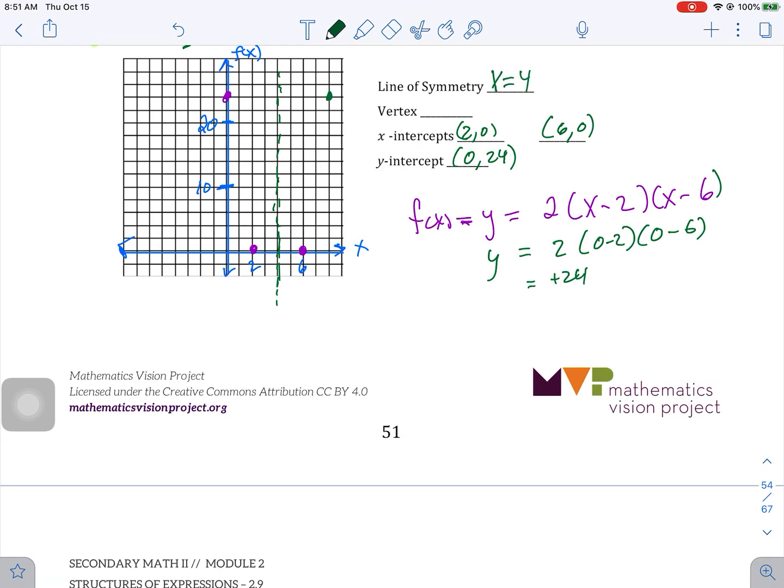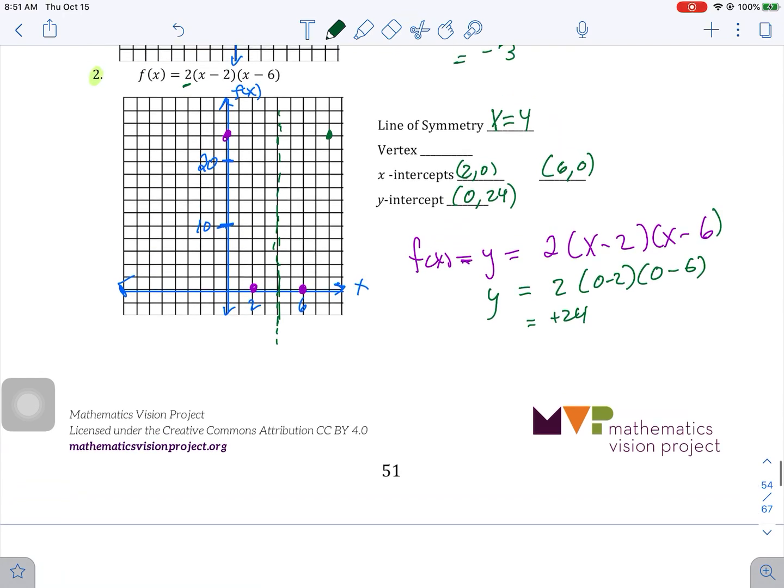And then my vertex, I can plug it into the equation is one way to do it. F of 4 equals 2 times 4 minus 2 times 4 minus 6, which is 2 times 2 times negative 2, which is 2, 4, 8, negative 8. So therefore, 4, negative 8 represents my vertex.